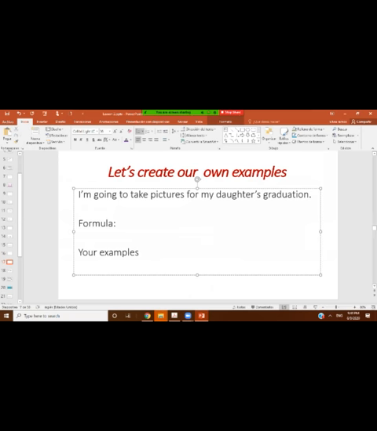If I have this, I'm going to take pictures for my daughter's graduation. So what would be the formula? Veamos la oración y díganme ustedes cuál es la fórmula que estoy utilizando en este ejemplo. Subject, verb be, plus going to, plus verb, plus complement. Y en este caso, el complement, ¿cómo lo vamos a llamar? A special occasion. Very good. And then a period, right?